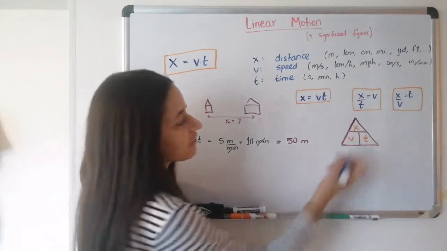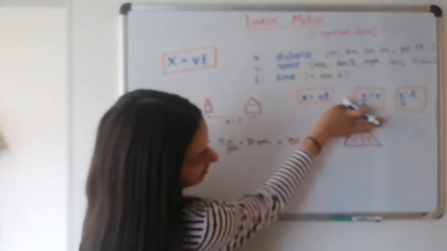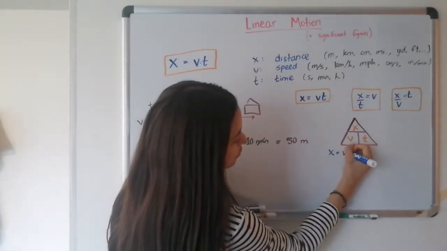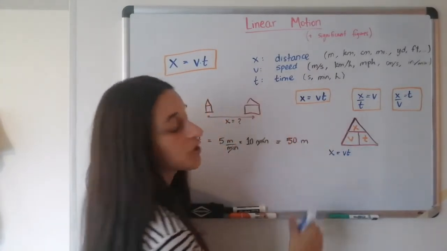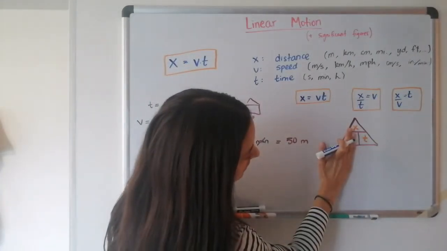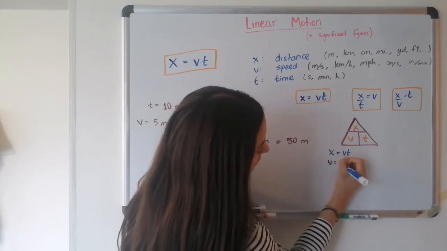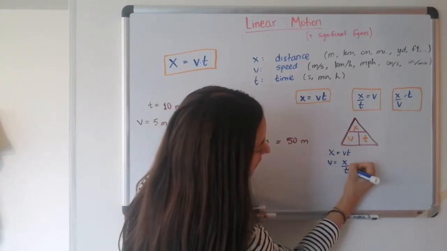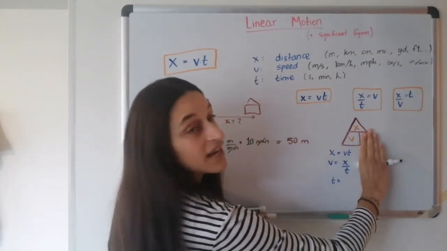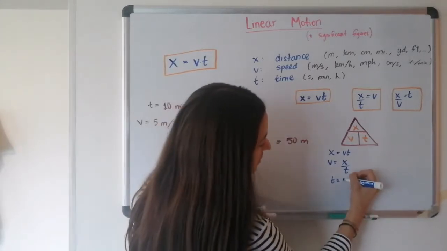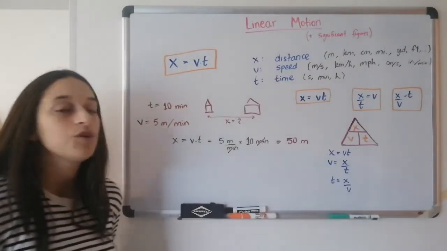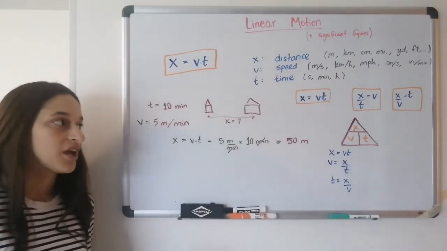So for example, we're looking for x. We cover x, and we see that v is beside the t, so they multiply. So we would get the equation x equals vt, which is this one. Now what if you wanted v? You cover v, and you see that x is above t. So that's the equation for v: v is x above t. And the same with t. If you're looking for t, you cover t, and you see that x is above v, so that means that you divide x over v. And that gives you these 2 equations. So if you want to memorize one and find the others algebraically, that's fine.